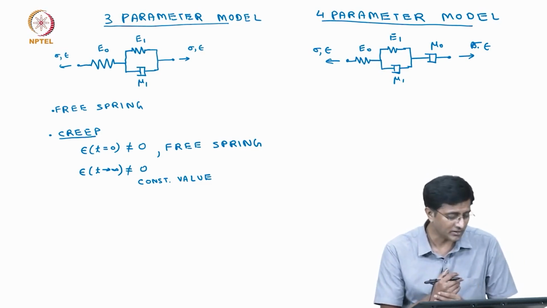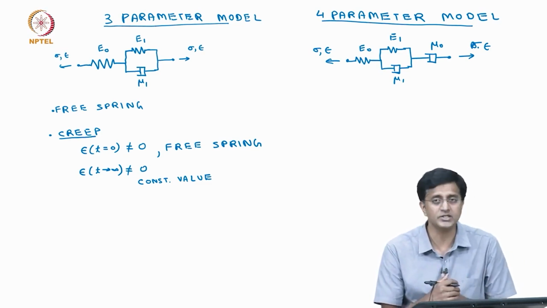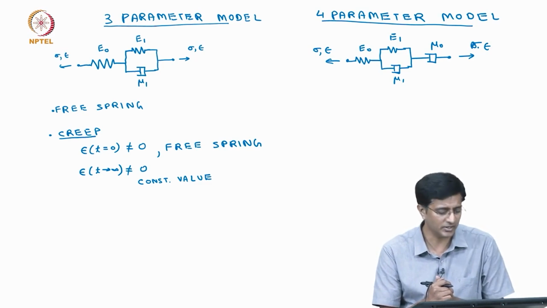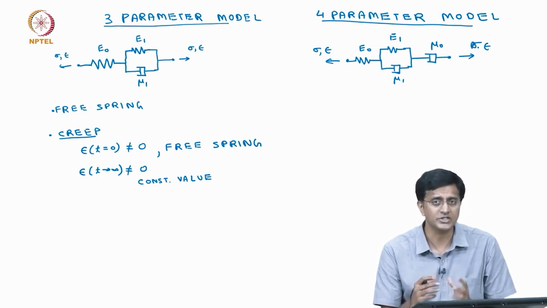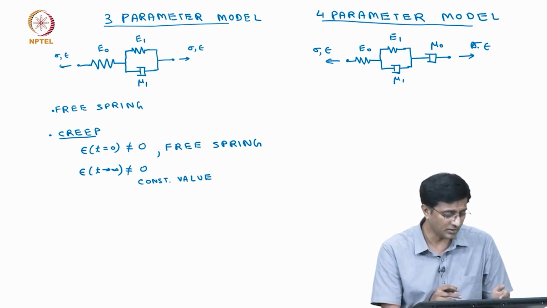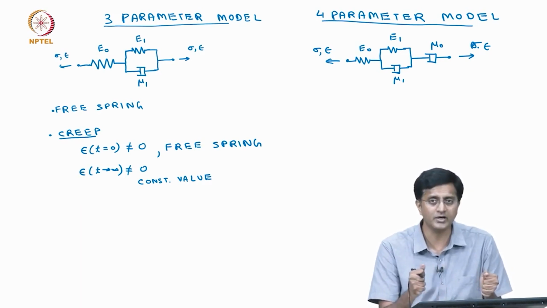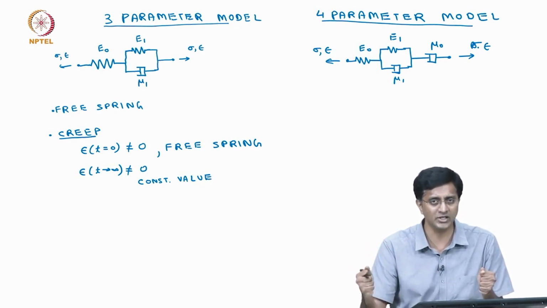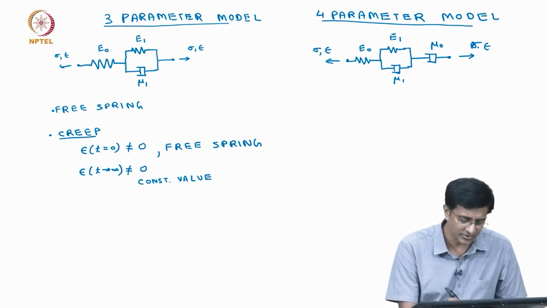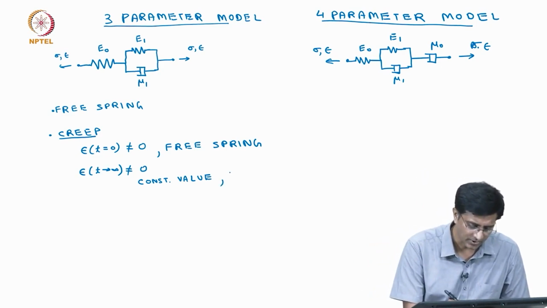Again, if I ask whether this represents a thermoplast or a thermoset, the answer is it represents a thermoset. Why do we say it is a thermoset? Because we said that if we wait for even longer times, we do not get infinite strain, we get a finite strain, and that represents a thermoset well.